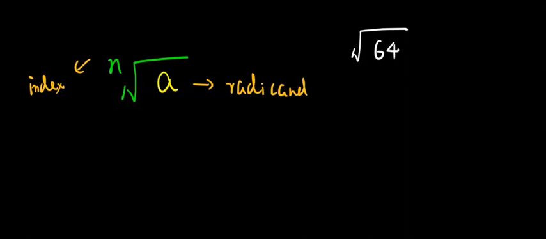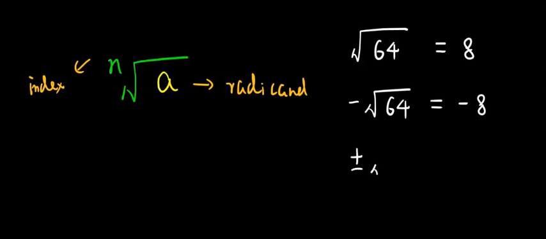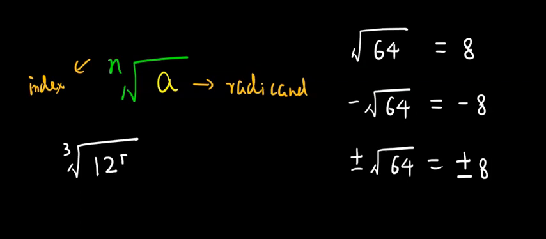Now, remember this rule. The principal nth root of a is a positive number unless n is odd and a is less than 0. So we're going to take the principal square root, that is 8. What if we have a question like this? Then we have negative 8. How about this? Then we have positive negative 8. How about a cube root of positive 125? Then we have positive 5.